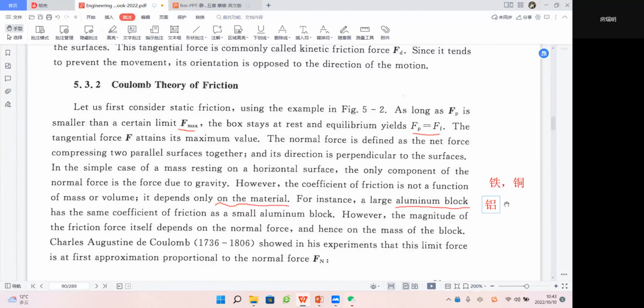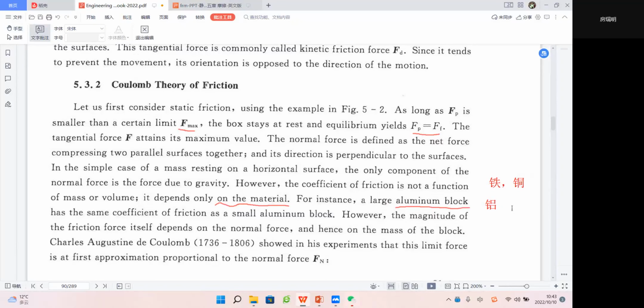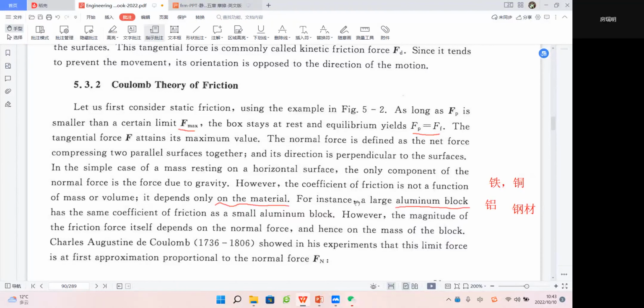is always used in engineering. We also have another, steel. Do you guys know steel? We Chinese call that 钢材. No? 钢材. It's very often used in engineering. So there are a lot of metal materials, right?